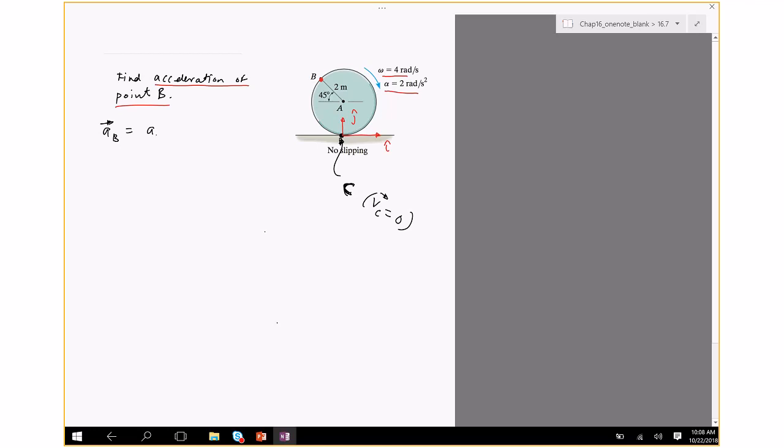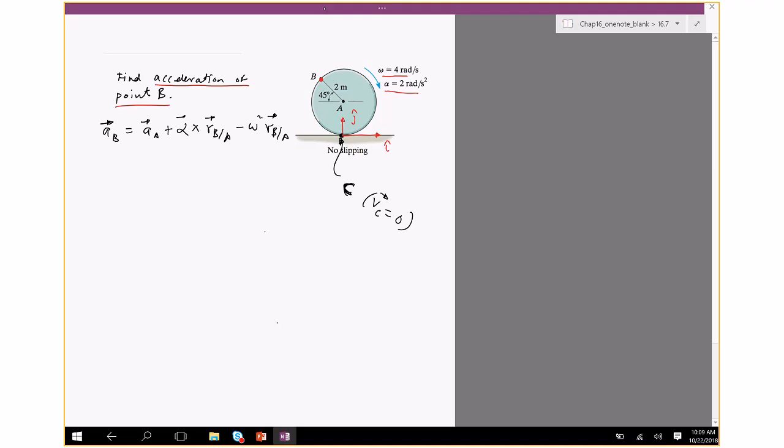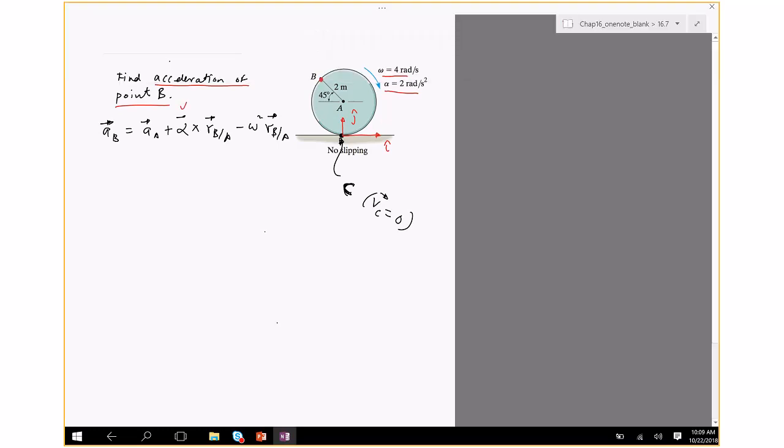So the formula is acceleration of B is acceleration of A plus alpha cross R B with respect to A minus omega square R B with respect to A. Okay, so alpha is given, omega is given. The vector from A to B, we can write that easily. A B is unknown and so is A A. So if we can find A A, we can find A B because everything else is given.